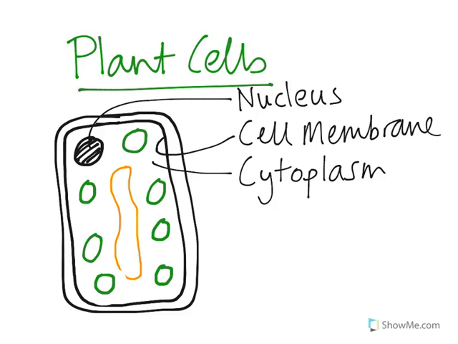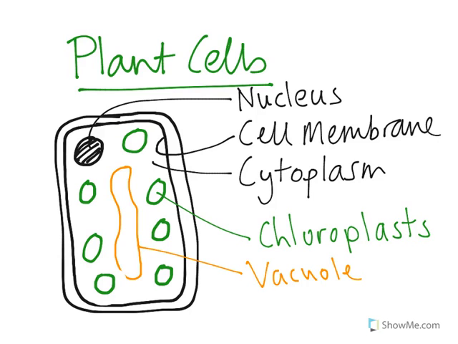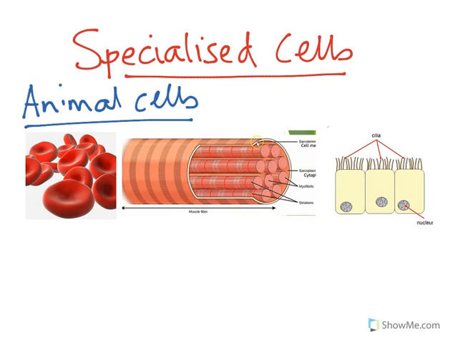Next up we have plant cells. Now they contain all the cell parts we previously mentioned, but there are also some others that plant cells have that animal cells do not have. Firstly, there's chloroplasts, which are in the cytoplasm, and these are the site of photosynthesis. Next, there's a vacuole, which contains sugary cell sap and acts like a store of water for the plant cell. And finally, there's the cell wall, which supports the plant cell.